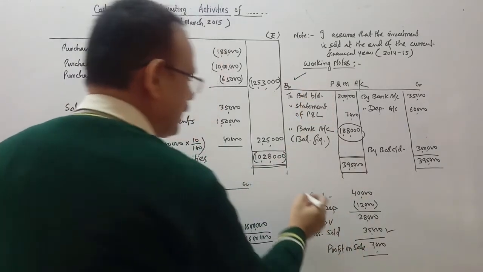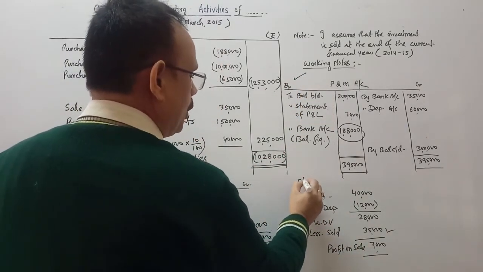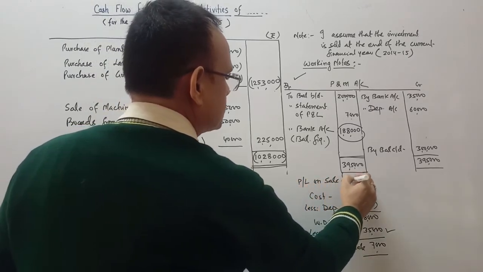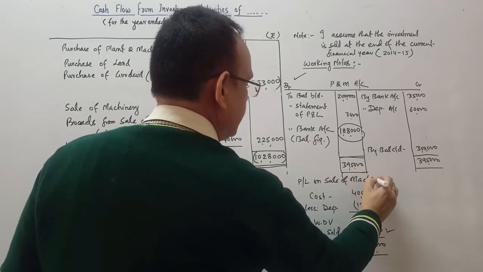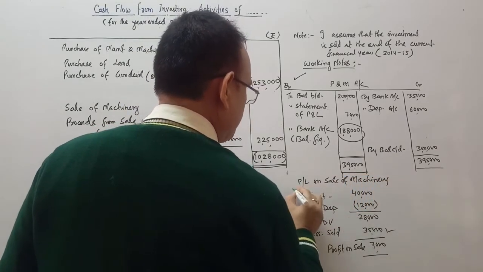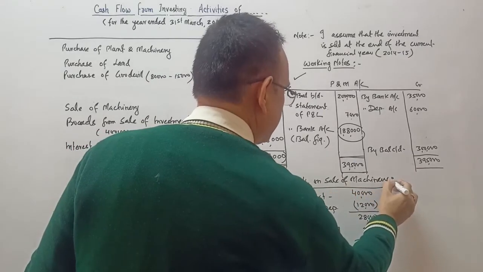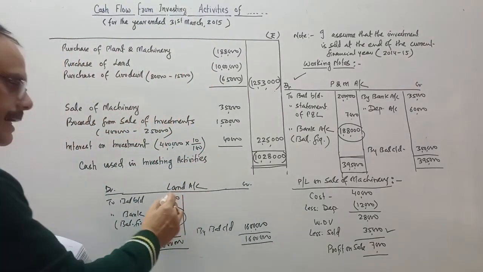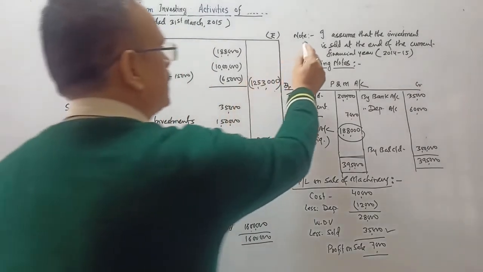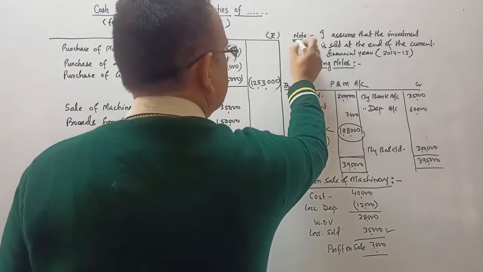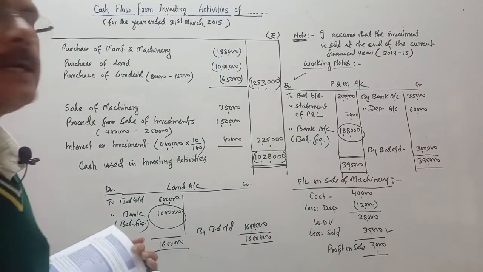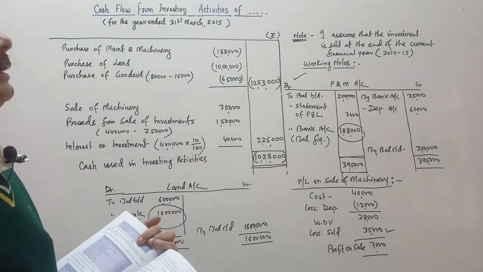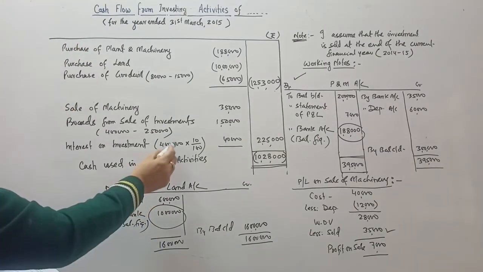Number 2, here we have calculated profit or loss on sale of machinery. This is the heading of this calculation, profit or loss on sale of machinery. Thereafter the land account, third working note. In the fourth working note, you have to write what you assumed regarding the sale of investment. Here we assume that the investment is sold at the end of the current financial year. That's why we have calculated the interest on 4 lakhs.